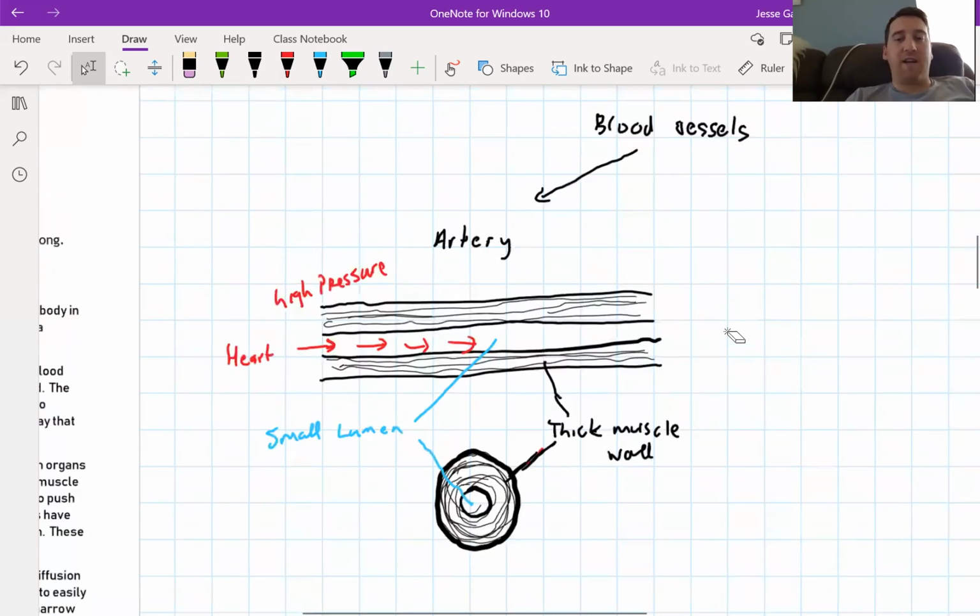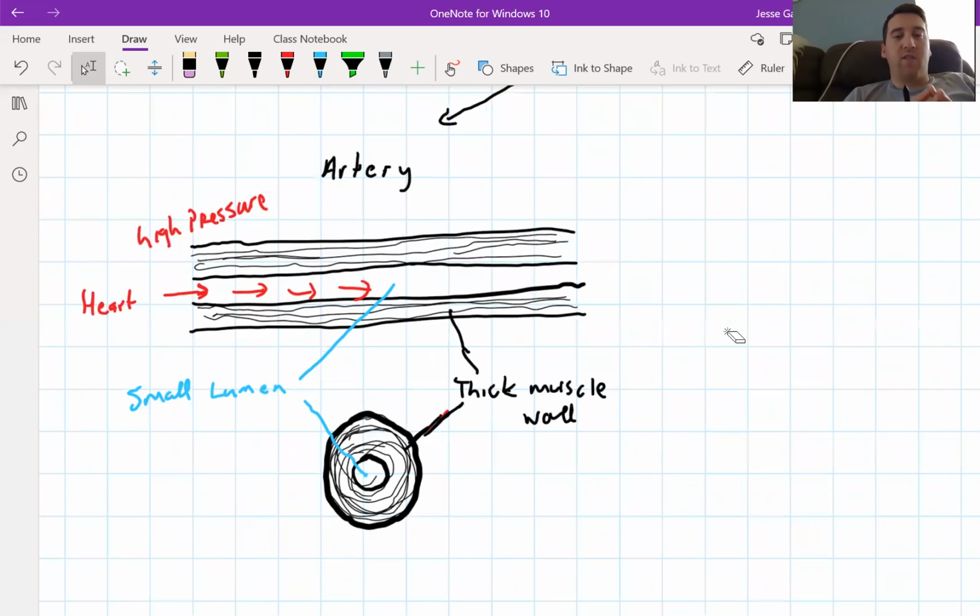Okay, so this is what you should have had. This is our artery with thick muscle walls and small lumen. And blood is coming from the heart, away from the heart. So blood is being carried away from the heart and it's under high pressure.